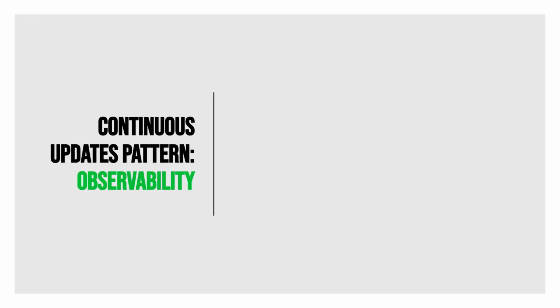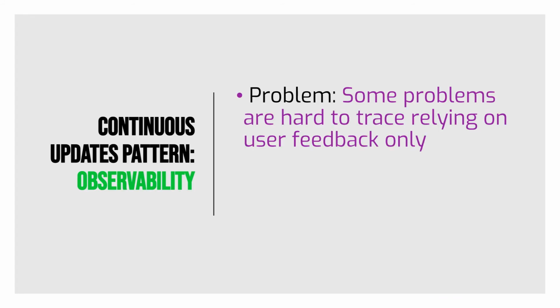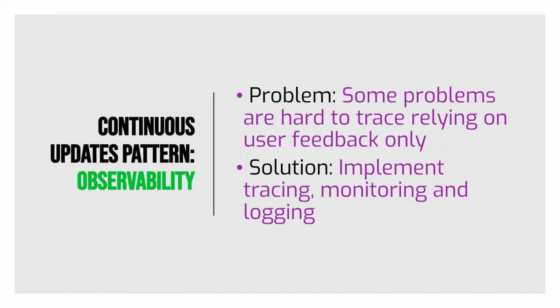So let's talk a bit about observability. Some problems are hard to trace, of course. We are relying on user feedback only, and the solution is to implement tracing, monitoring, and logging. Again, we don't want to hear very bad feedback on Twitter from our customers.